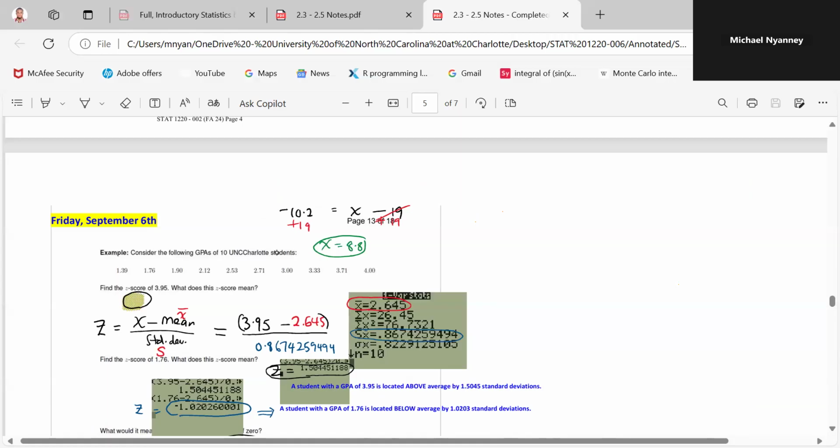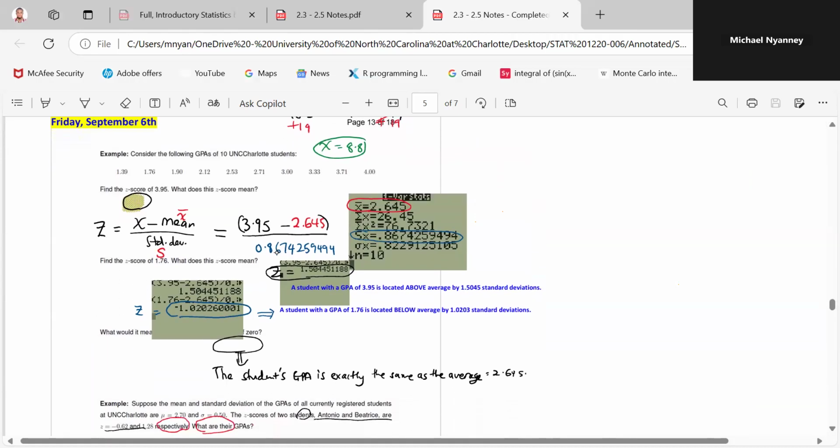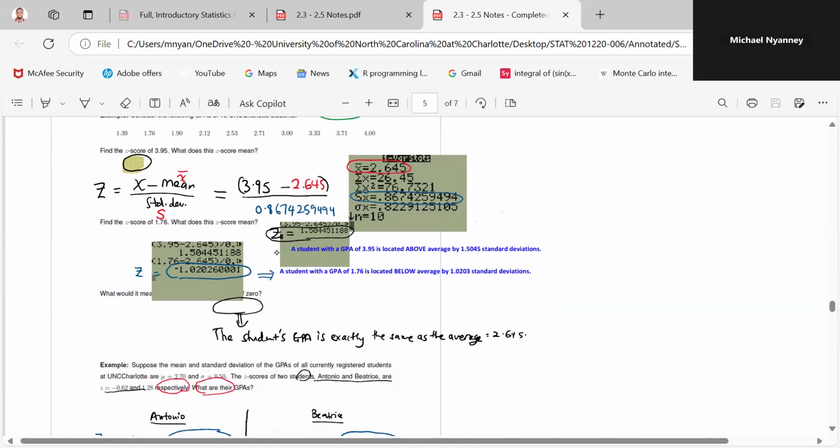So this implies that if you go 1.5 units of standard deviation above the mean, then you're going to get to the number 3.95. Okay, we do the same for the second question. I have explained the calculator way to do it.